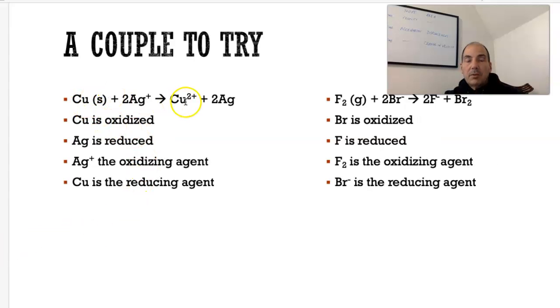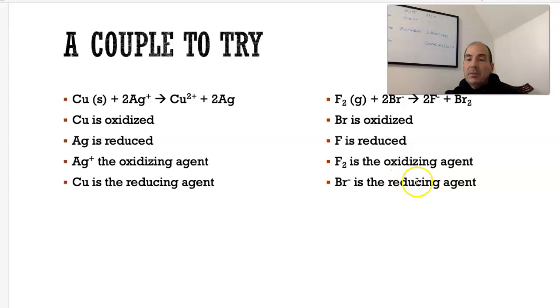Alright, so copper is oxidized, silver is reduced. That means that the silver ions, we have to be specific, are the oxidizing agent, and the solid copper is the reducing agent. In this reaction, bromine is oxidized, fluorine is reduced, which means that the F2 gas, and again, phases don't have to be there, is the oxidizing agent. And bromide, Br negative, is the reducing agent.